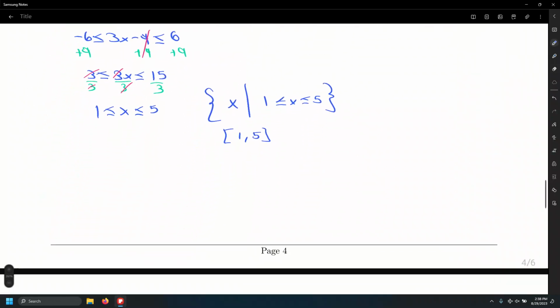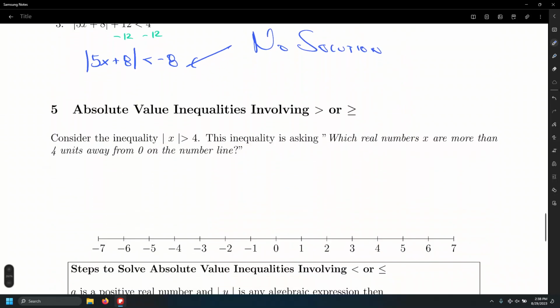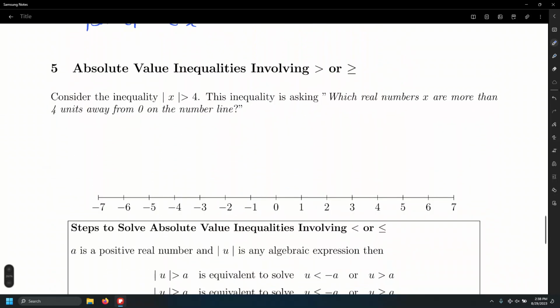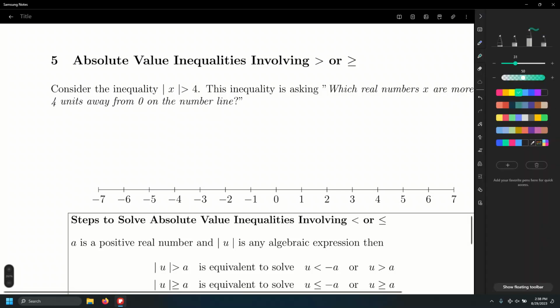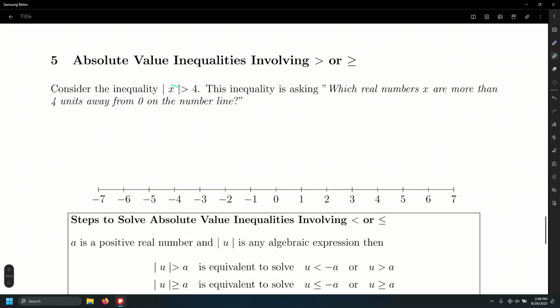All right. Okay, so let's see. Let's have a look at the absolute value inequalities, but this time involving the reverse inequality symbol, that is greater than or equal. Now, in a similar way that we did before, we are going to consider this very simple inequality: absolute value of x greater than 4. This time this inequality is asking which real numbers x are more than 4 units away from 0 on the number line. All right? Okay.